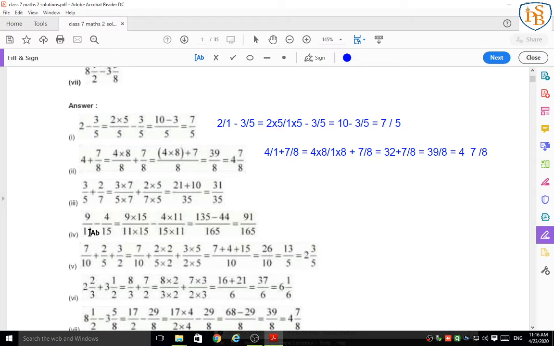The fourth one, 9 upon 11 minus 4 upon 15. As in the third one, we have to solve this. We have to find out the LCM of the denominators. So 9 upon 11 we are going to multiply by 15, and 4 upon 15 we are going to multiply by 11. So look at here, 9 into 15 upon 11 into 15 minus 4 into 11 upon 15 into 11, that gets 135 minus 44 upon 165. So on subtraction we get the answer 91 upon 165.